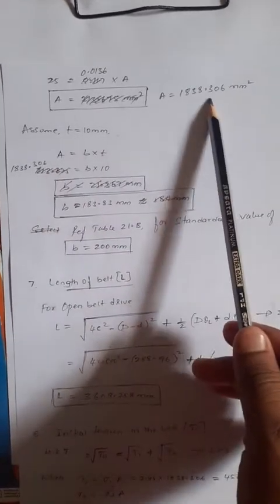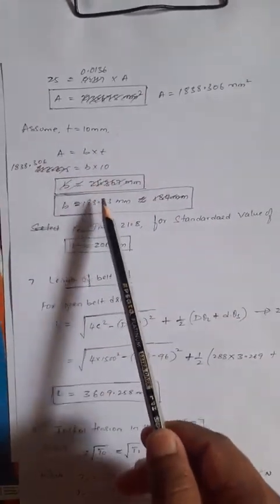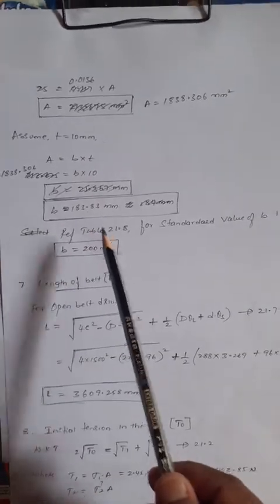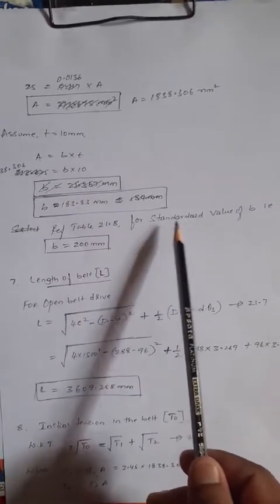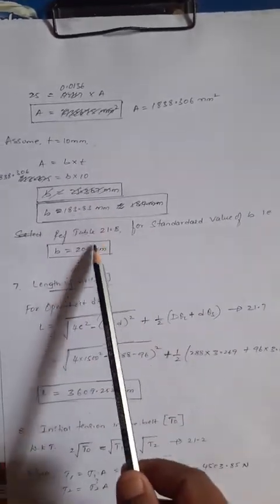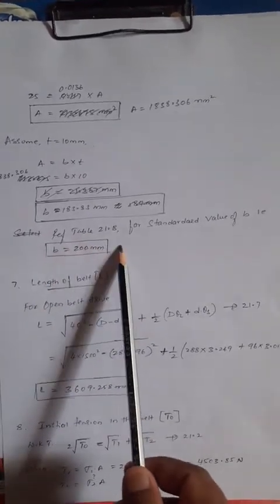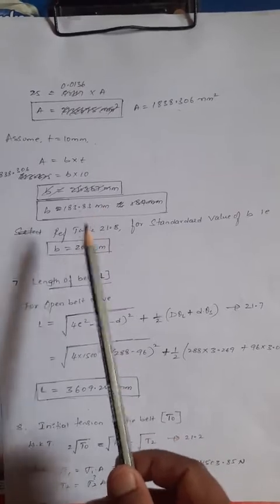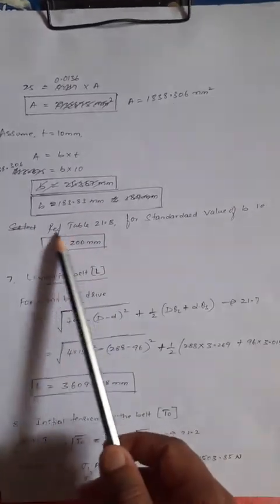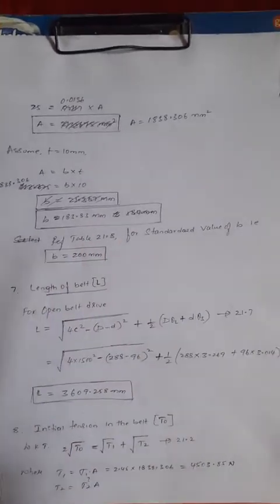Then we calculate the area from the previous equation, then we calculate b, then refer to table 21.8 for the standard value of b. The standard value of b is how much? 200 mm. In the textbook it is taken as 180 mm; either take 180 mm or 200, better to go for the higher value, the dimension should be a higher value.